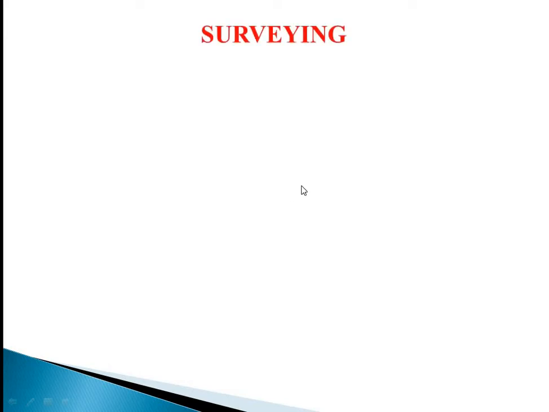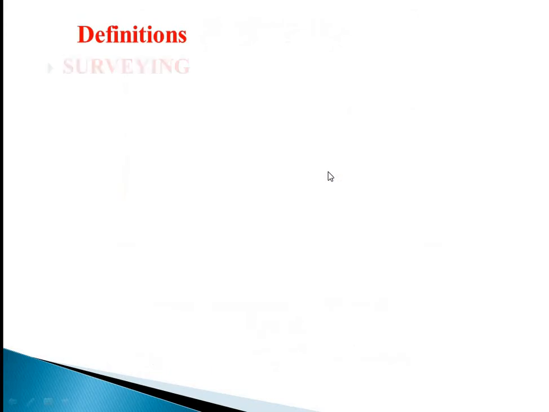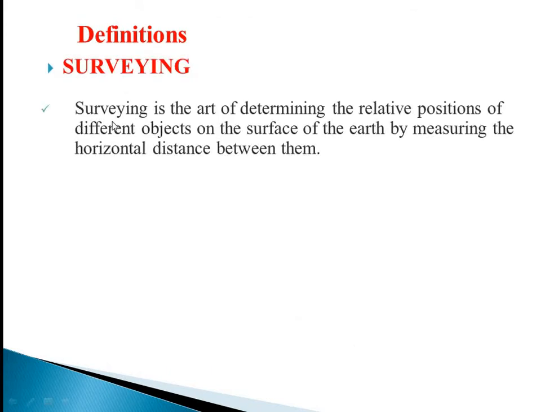Hello students, in this lecture we are going to learn surveying. The definition of surveying is the art of determining the relative positions of different objects on the surface of the earth by measuring the horizontal distance between them. It is related only in horizontal plane.